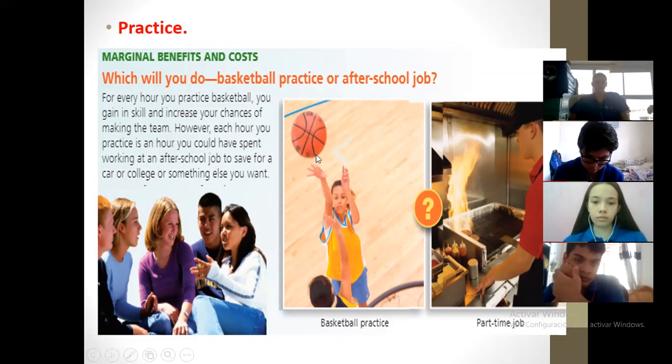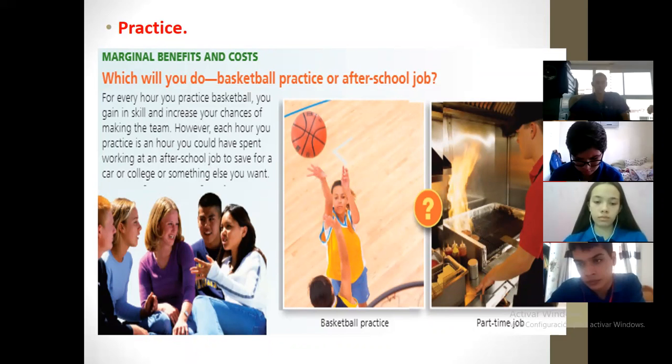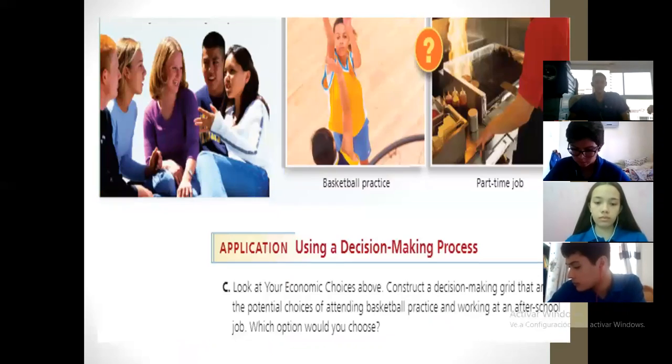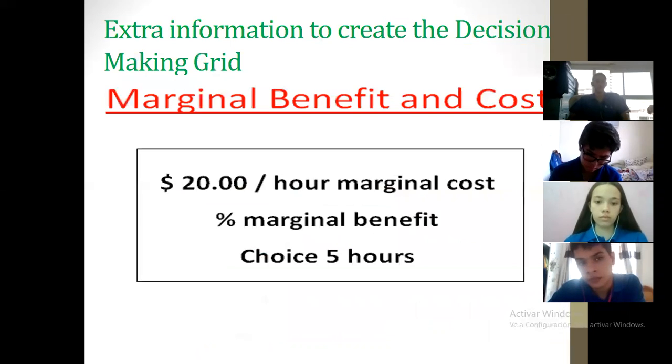But he really wants to enter this basketball team, okay? Now we need to create a decision-making grid. I already gave you some information, the extra information. Per hour, if you decide to go to that extra job after school, they're going to pay him $20 per hour.